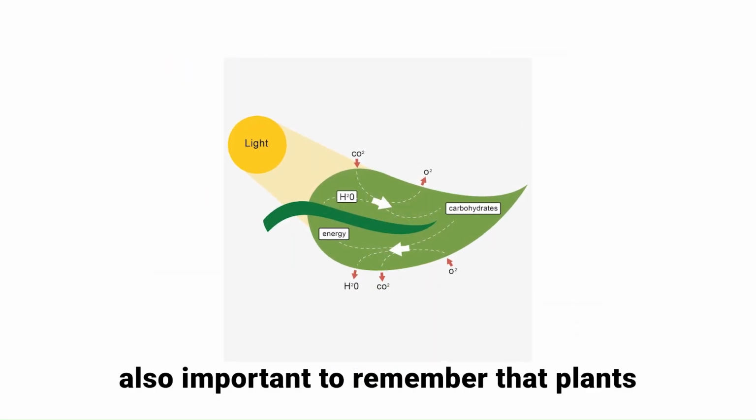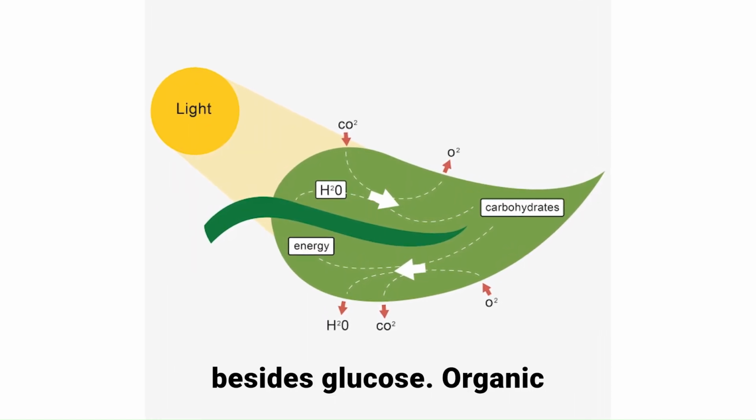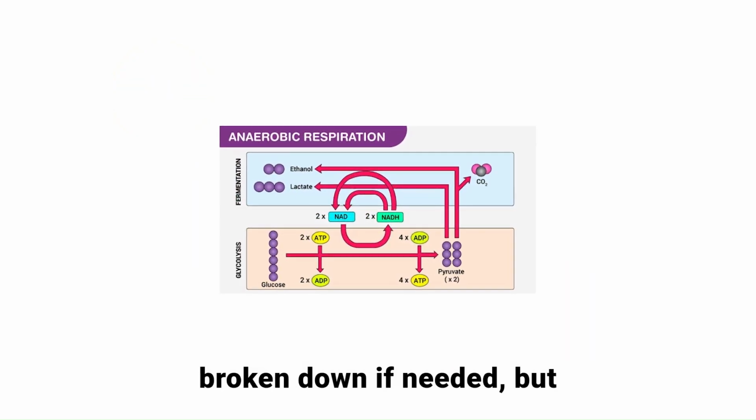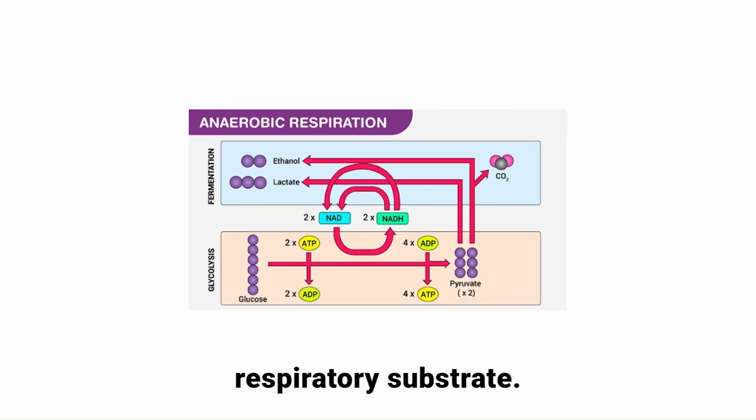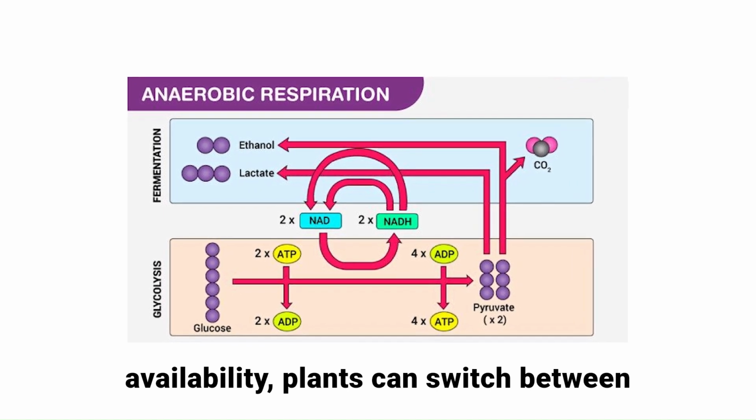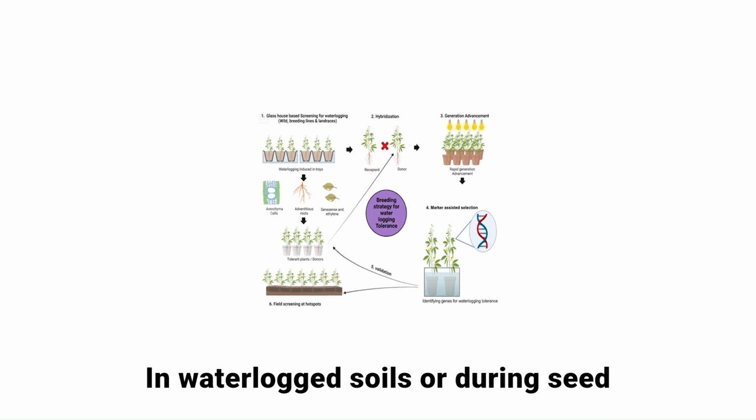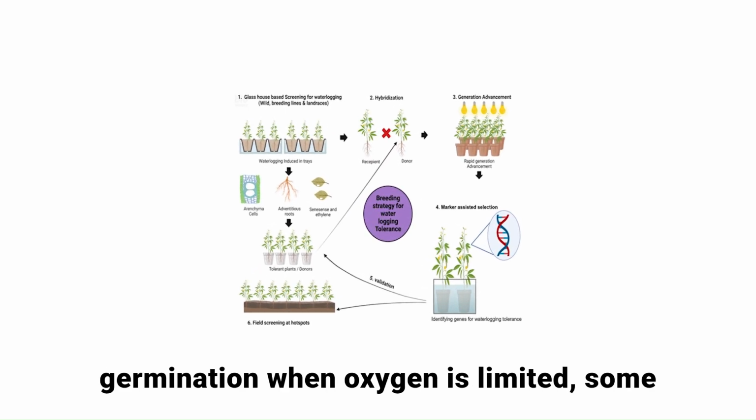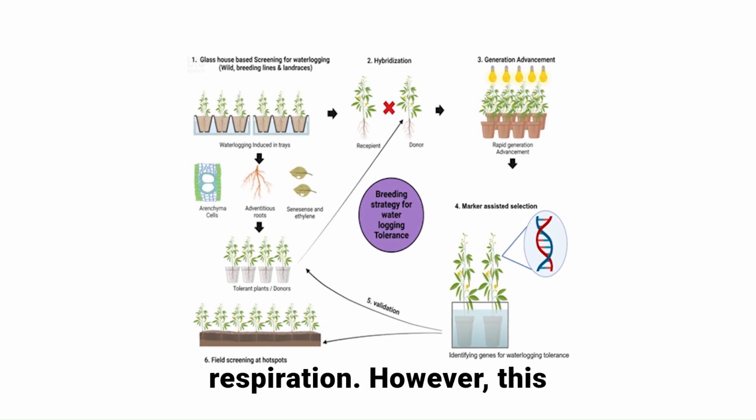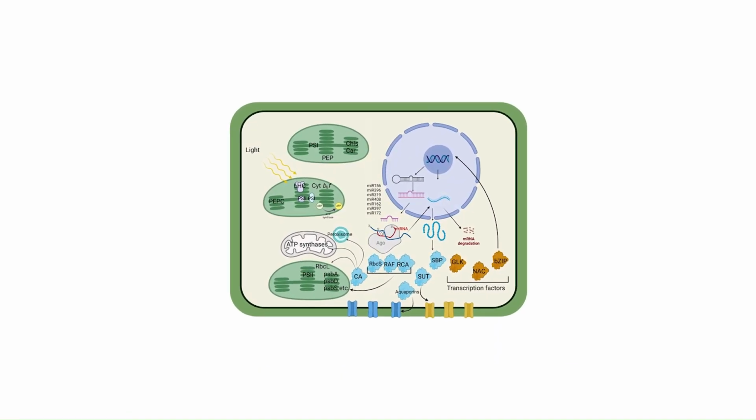It is also important to remember that plants can respire using other substances besides glucose. Organic acids, fats, and even proteins can be broken down if needed. But glucose is the primary and most preferred respiratory substrate. Moreover, depending on the oxygen availability, plants can switch between aerobic and anaerobic respiration. In waterlogged soils or during seed germination, when oxygen is limited, some cells may temporarily switch to anaerobic respiration. However, this process is less efficient and results in byproducts like ethanol or lactic acid.